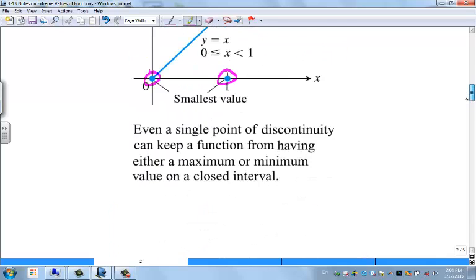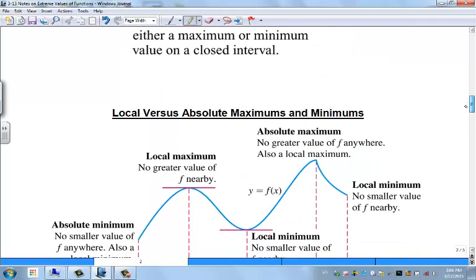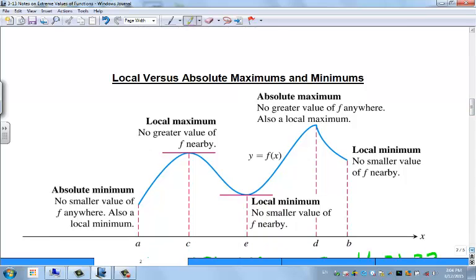Alright, so that's that. And then let's talk about local versus absolute. Now, if you talk about local, if I talk about going to the local restaurants, you're going to go to the restaurants that are nearby.